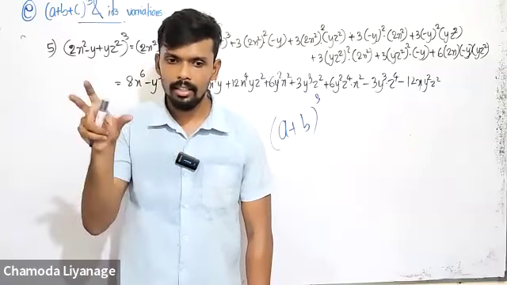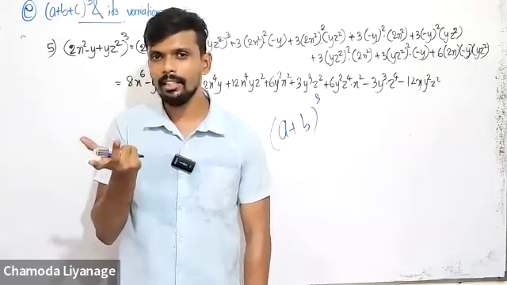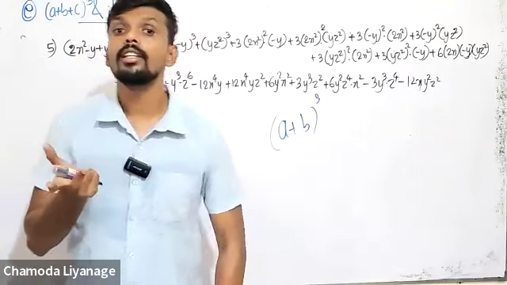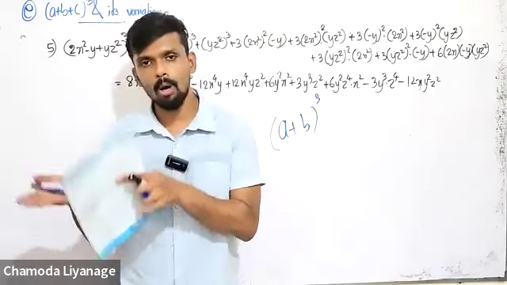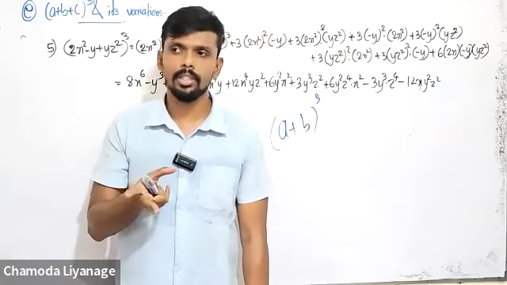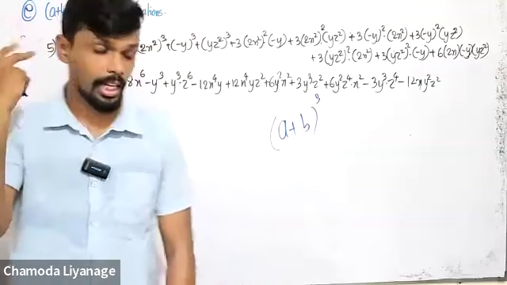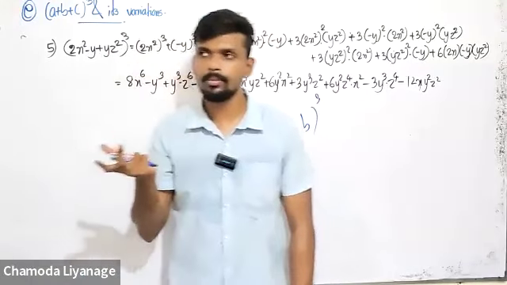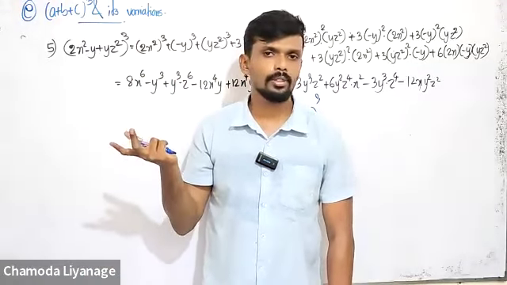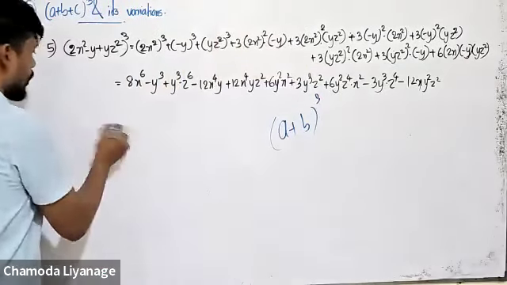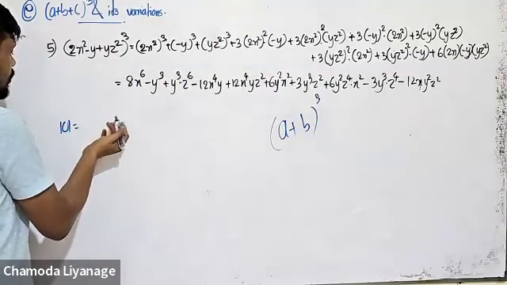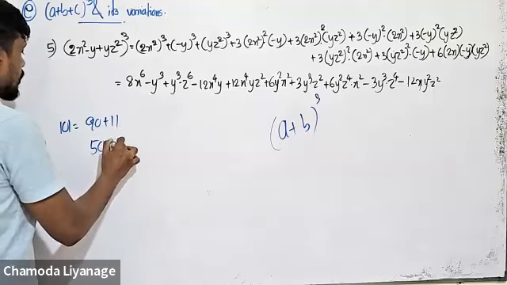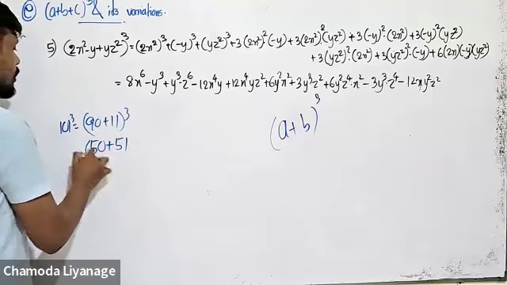Now we have to write it as two terms, as an addition or a subtraction of two numbers, right? There are so many ways to write 101 as a sum of two terms or a difference of two terms. What are they? 90 plus 11, right? 50 plus 51, cube.